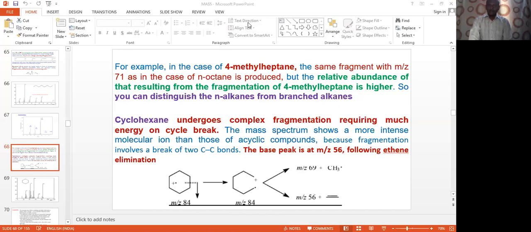Okay, then you have the fragmentation here. One way, the CH3 radical will be removed. You will have the m/z value of 69. This is the fragment ion.